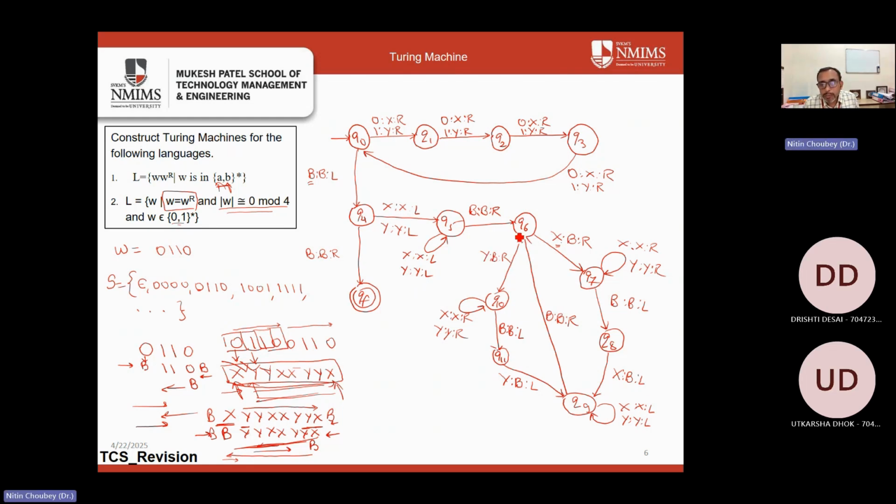On the receipt of blank in Q6, we'll simply move to the final state. Blank, blank. This is the Turing machine construction for the language L, where L is equal to W, such that W equals WR and the length of W is a multiple of 4. If you have any queries, please let me know.